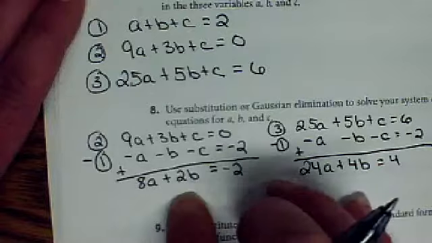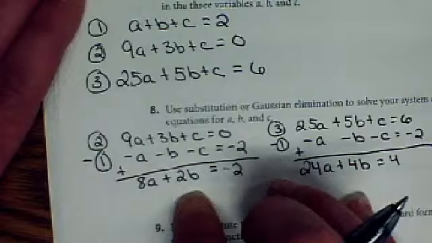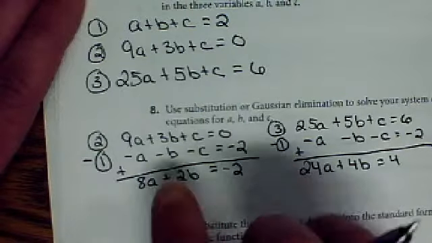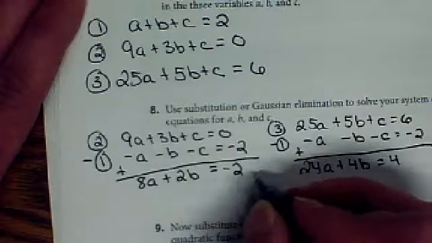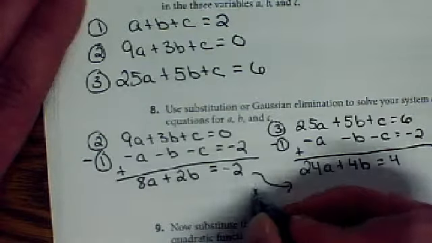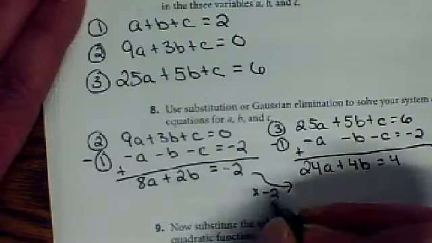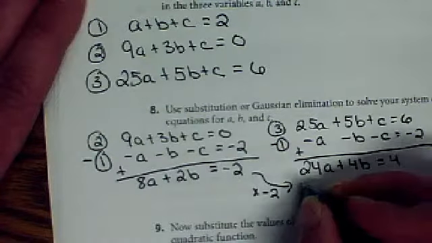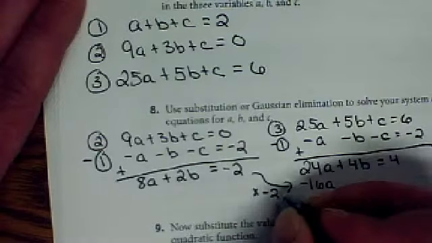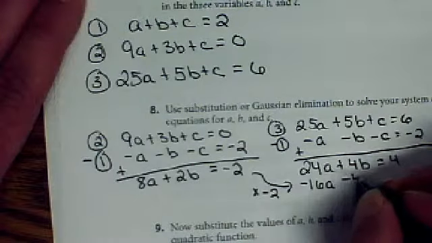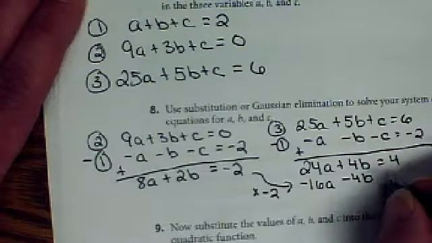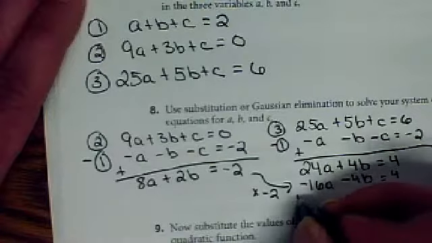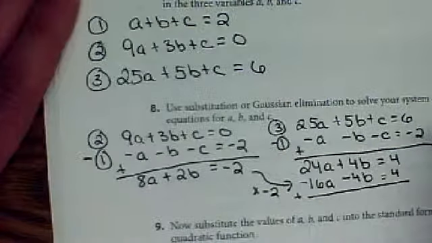Now we have 2 new equations, and they only have a's and b's. So we can combine them to eliminate somebody else. Notice how close the b's are. If I took this equation and multiplied by a negative 2, let's see what happens. Negative 2 times 8a is going to be negative 16a. Negative 2 times 2b is going to be negative 4b. And then negative 2 times a negative 2 is going to be a positive 4. Let's add the two equations together.